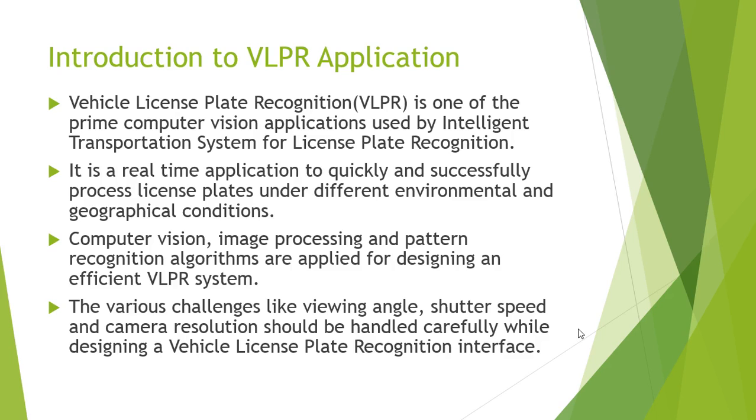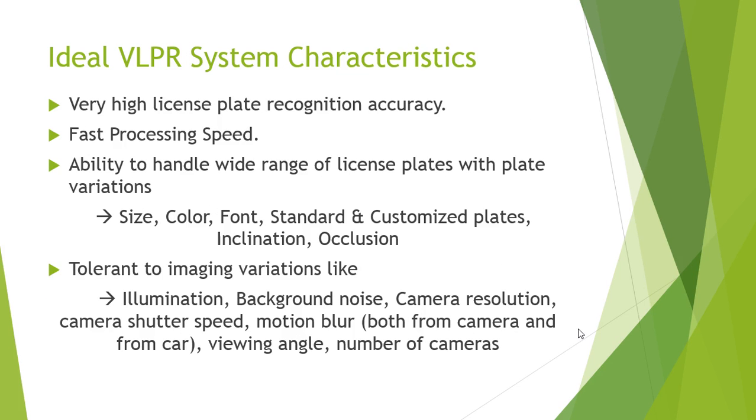Various challenges like viewing angle, shutter speed, and camera resolution should be handled very carefully while designing a vehicle license plate recognition interface. An ideal VLPR system's characteristics are seen below. In a VLPR system, very high license plate recognition accuracy is required, as well as fast processing speed, and the ability to handle a wide range of license plates with different plate variations like size, plate colors and font, standard and customized plates, and inclination and occlusion should be considered.